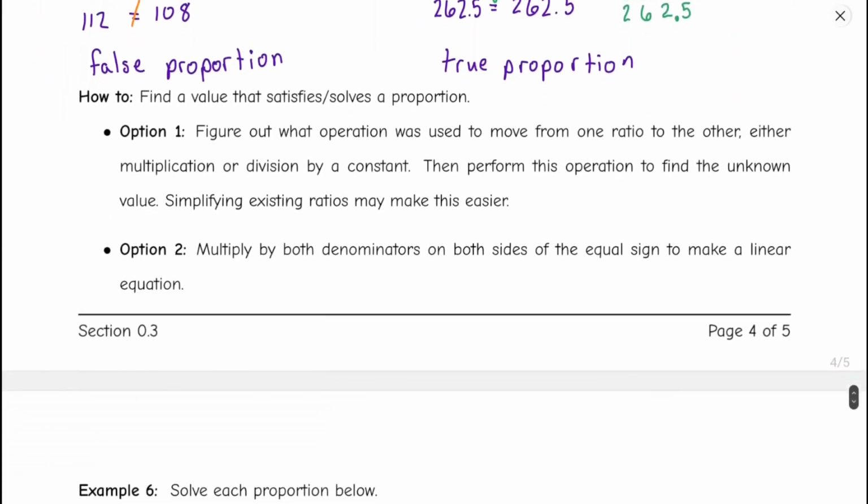How to find a value that satisfies or solves a proportion. Option 1, figure out what operation was used to move from one ratio to the other, either multiplication or division by a constant. Then perform this operation to find the unknown. Note, simplifying existing ratios may make this easier. Or option 2, multiply by both denominators on both sides of the equal sign to make a linear equation.